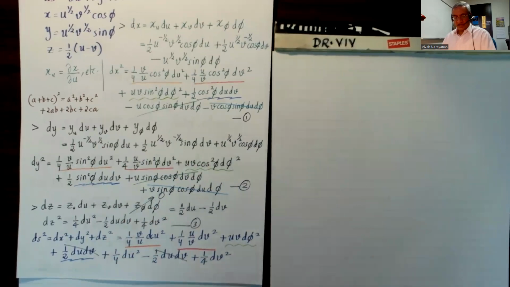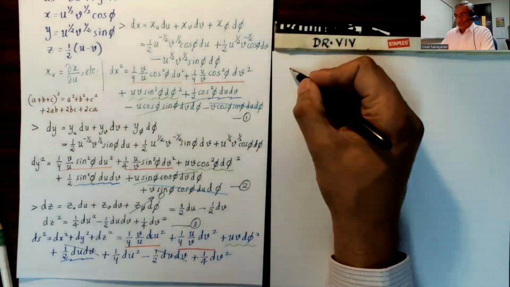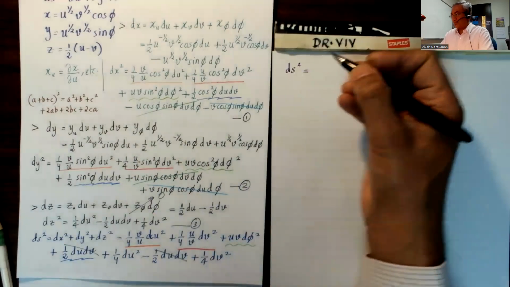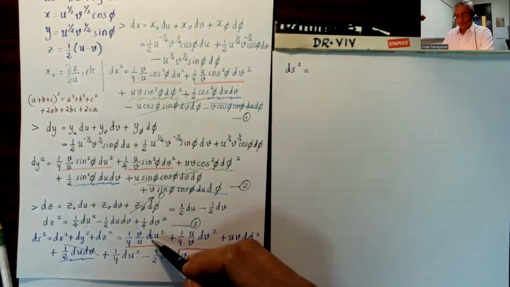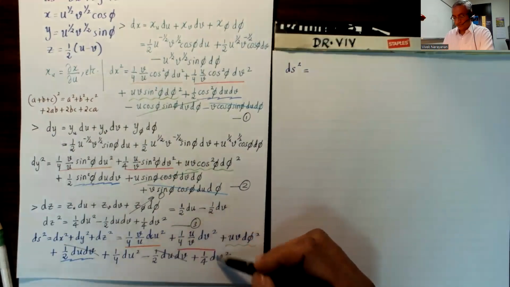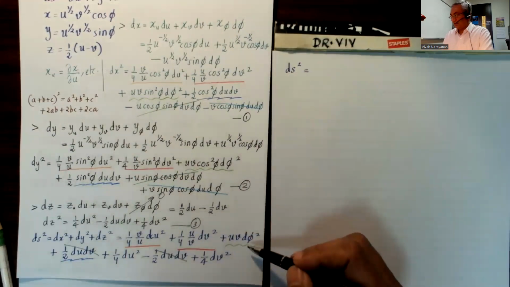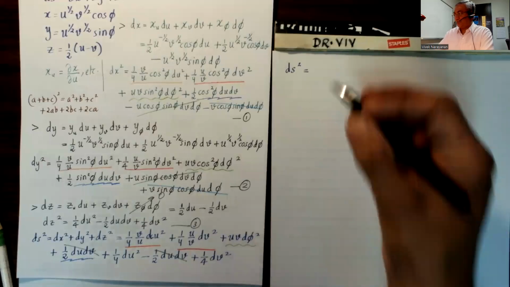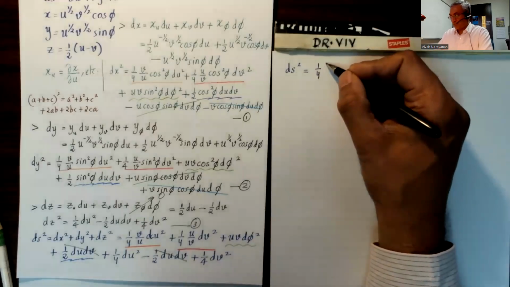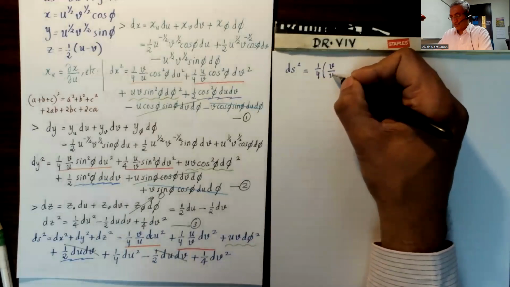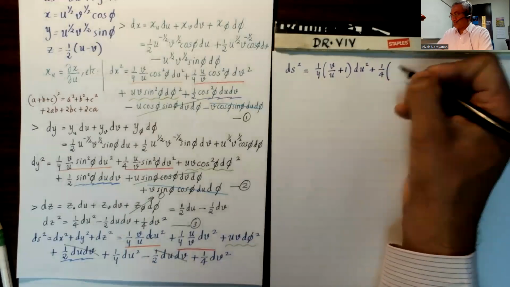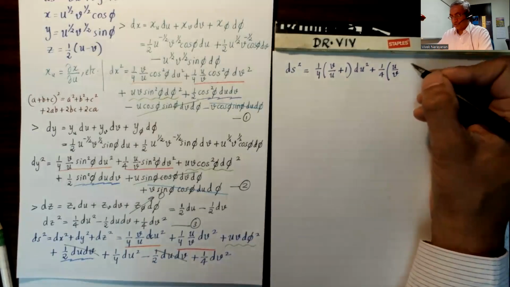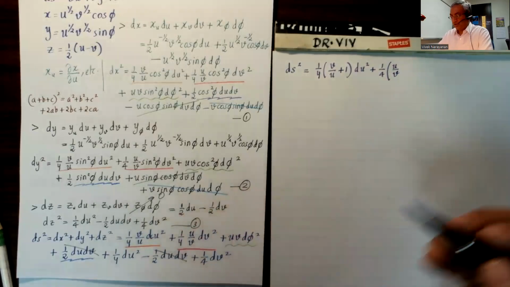So this is what I have. Let me rewrite my result at this point. So ds squared, just combine the terms together. I have two terms involving du squared, so I'll combine them. I have two terms involving dv squared, so I'll combine them. And then I just have the one term involving d phi squared. Observe the interesting structure of v by u versus u by v.